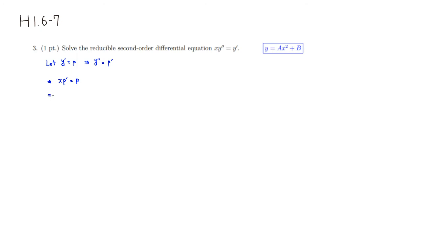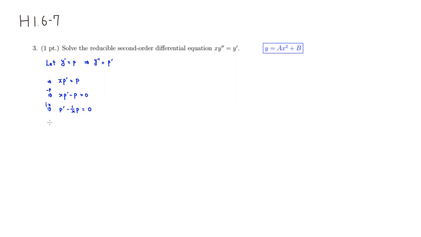So I'm going to subtract p from both sides. Then you have x p prime minus p equals 0, right? Then I'm going to divide through by x, so that we have p prime minus 1 over x p equals 0, right?